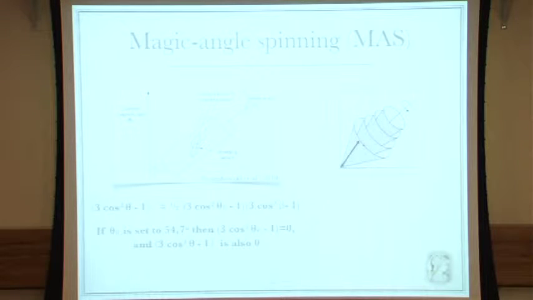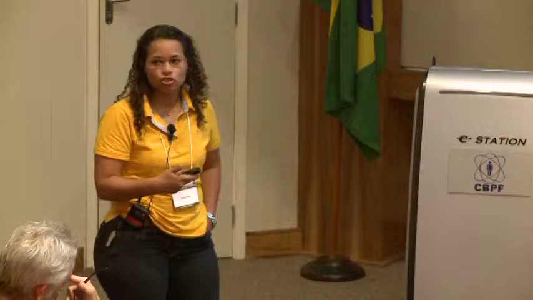So in principle, if you put your sample in relation to the spinning axis, in relation to the external magnetic field, like the magic angle, that is 54.7 degrees, then 3 cosine squared of this angle minus 1 will become 0. This means the average of orientation of the spin will get to 0. So if you rotate your sample really fast, you can decrease the chemical shift anisotropy. The average could be 0. So you have the same behavior as a sample in solution.